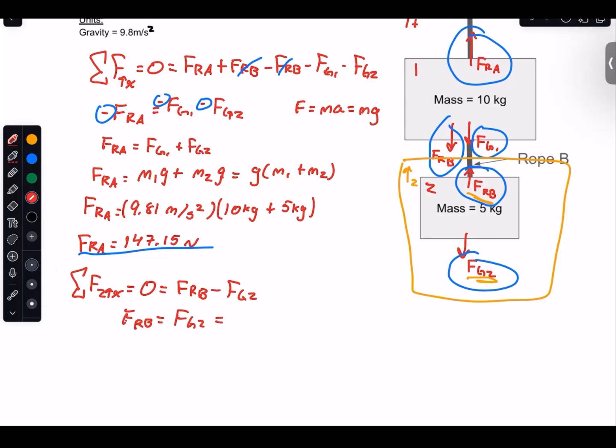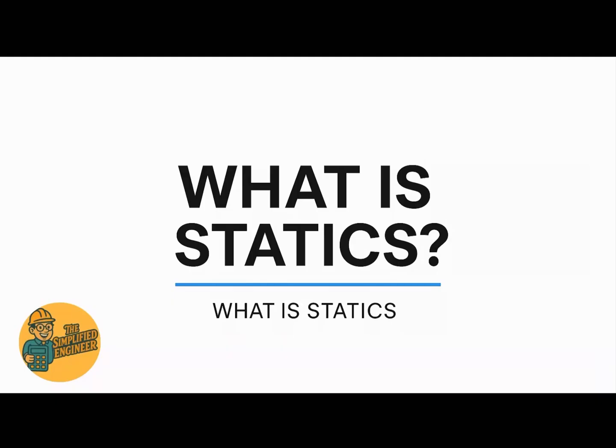And we know gravity 2 is equal to mass 2 times gravity. And that means that force of rope B is equal to 5 kilograms times 9.81 meters per second squared equals 49.05 newtons. And that was our first video in this module of statics.